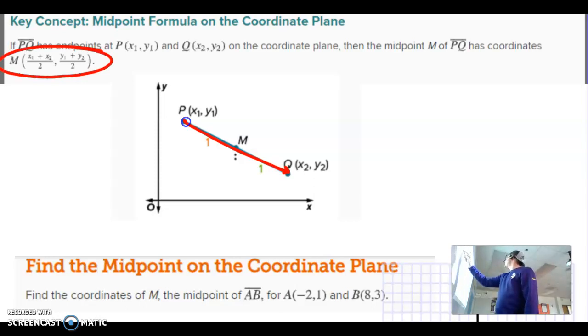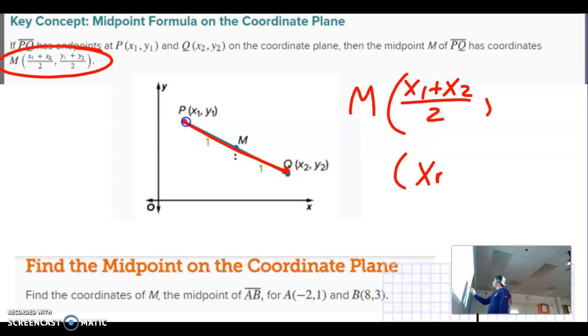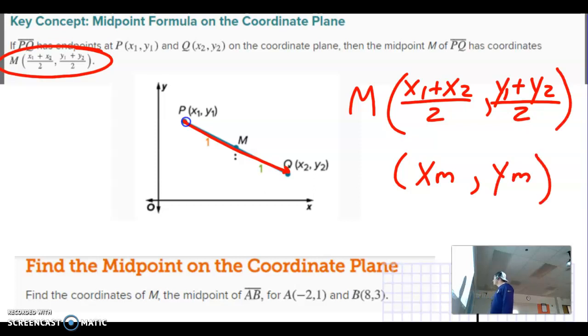It might be kind of tough to see for you there. I'll rewrite it. The midpoint of any segment is going to be the two x's added up and cut in half. That's going to be the x coordinate of your midpoint. And then the two y coordinates added up and cut in half. That's going to be the y of your midpoint.